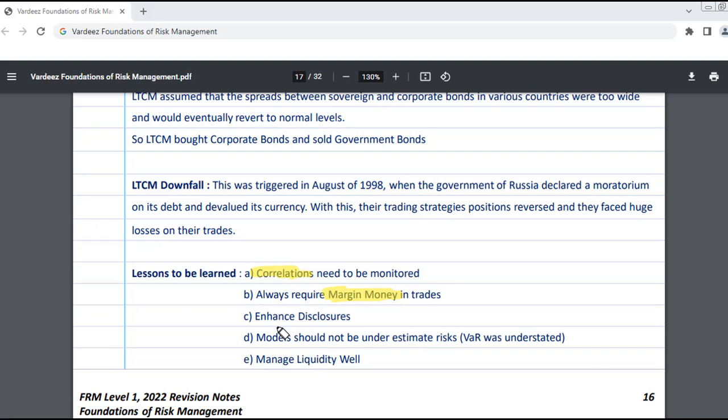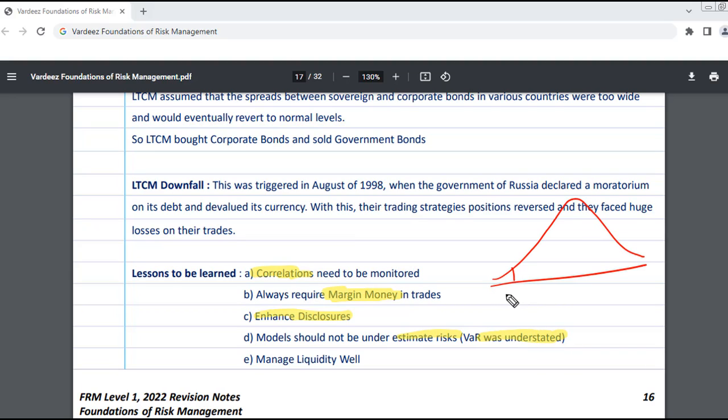Okay, so this is the second lesson, enhancing the disclosures. When it comes to disclosure, LTCM was actually a hedge fund. It was not required to disclose much of the details of its positions. So basically, the true risk of their position was actually not visible with such huge leverage. So disclosure is something that needs to be taken into consideration, and also we should not have models that underestimate the risk. So in the case of LTCM, VAR was understated.